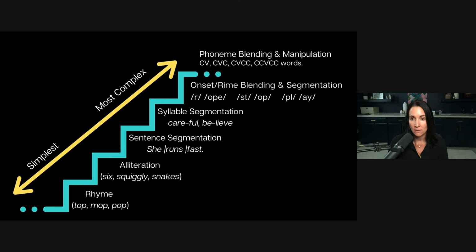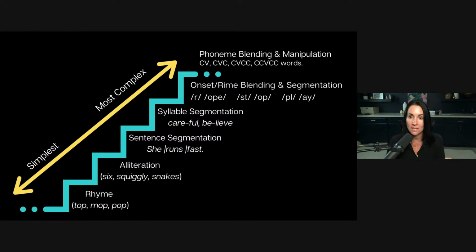Maybe alliteration, all the words that have the same starting sound, six, squiggly, snakes. Then in phonological awareness, you get into sentence segmentation, which is more complex, obviously, because we're dealing with more than one word. And then beyond that, we have syllable segmentation, where we're actually breaking up the words not by sounds, but by syllables, which is more complex. And then we have onset and rhyme blending.